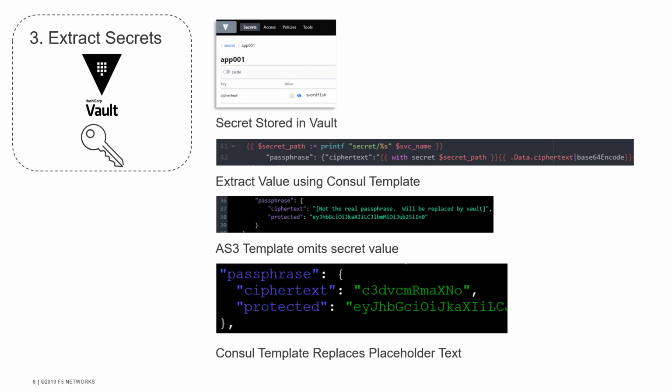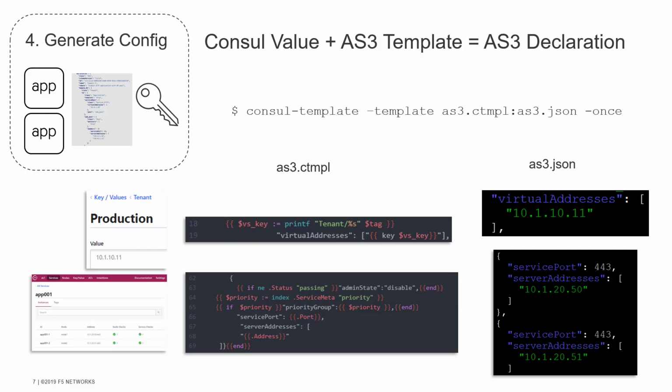When we're creating the AS3 declaration, we are going to be storing the contents of the SSL certificate key in an encrypted form. We will not be storing the SSL passphrase that is used to encrypt that SSL certificate. Instead, we're going to store the value of the passphrase in Vault. Vault is going to secure the value of the passphrase to avoid the encrypted value from being stored in an insecure manner. Once we have these pieces of information together, we will use Consul template to connect these pieces together.